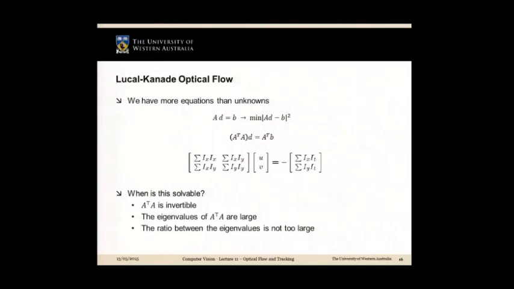Now to solve for this equation, what do we do? We are interested in U and V. So this matrix A transpose A, you will shift it to the right hand side, right? This will become A transpose A inverse. So to solve this equation, there are some requirements. When is this solvable? When A transpose A is invertible. So that's very important, it should be invertible.